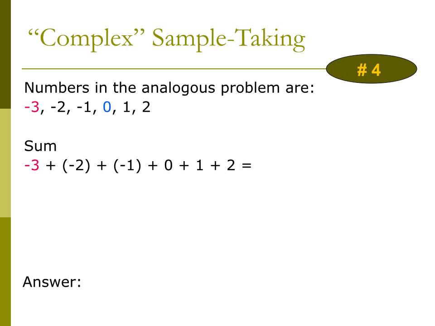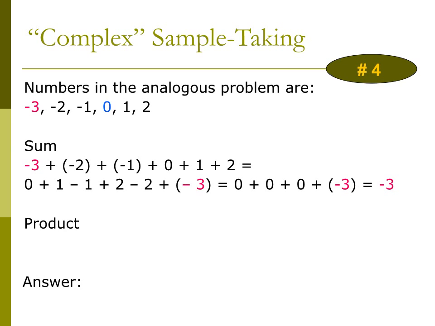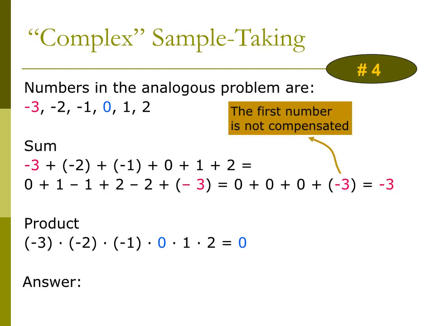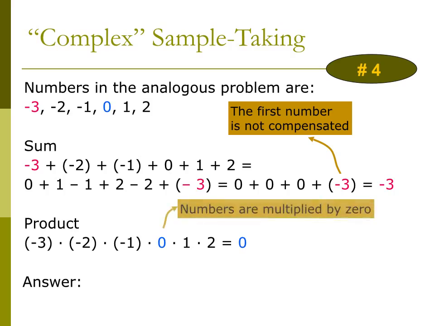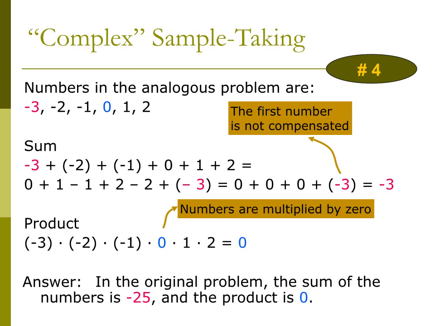The sum and the product in the analogous problem can be easily found. Looking at the sum, one can see that one of the numbers is not compensated. Looking at the product, one can see that one of the factors is 0. These two findings are to be applied towards solving the original problem. In the original problem, the sum is -25 and the product is 0.